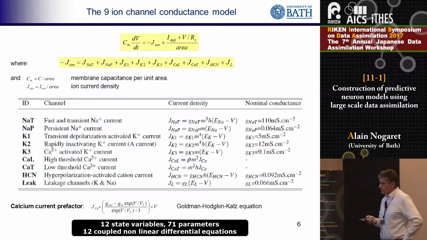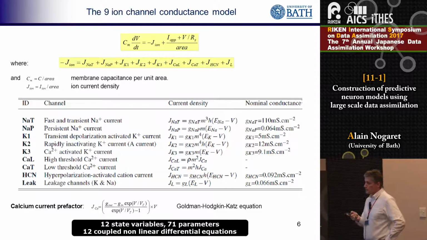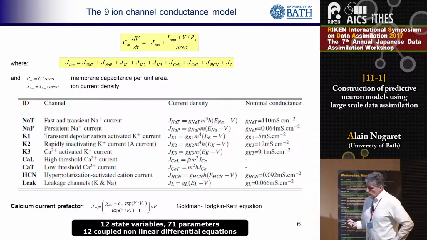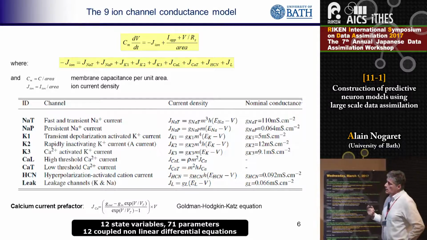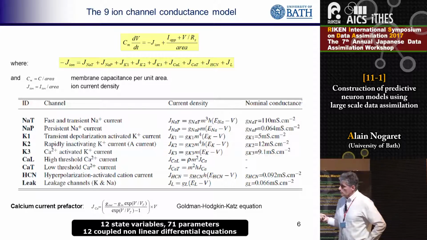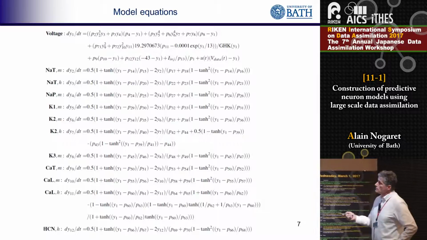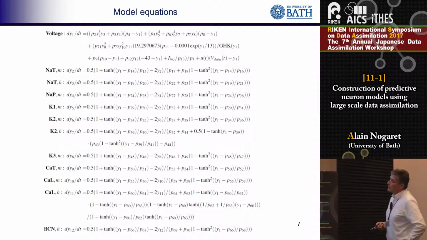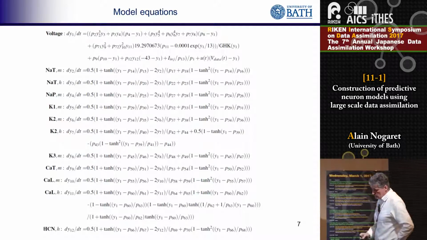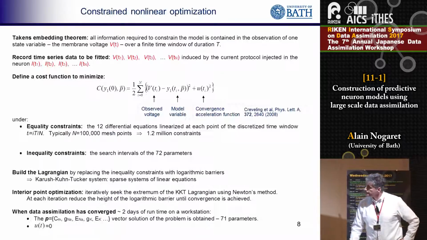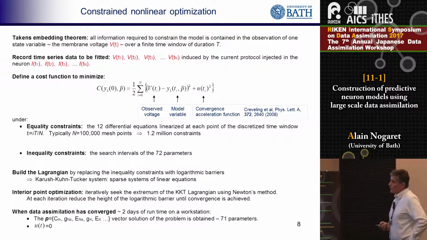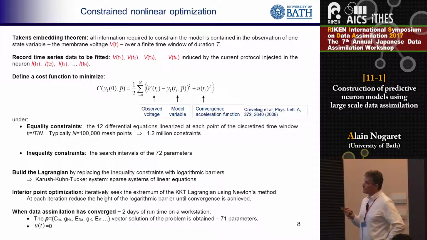So 12 state variables. You've got 71 parameters, like voltage thresholds, conductances, time constants, and you've got 12 coupled nonlinear differential equations. So these are the equations you have in the assimilation code. So how do we implement this optimization?